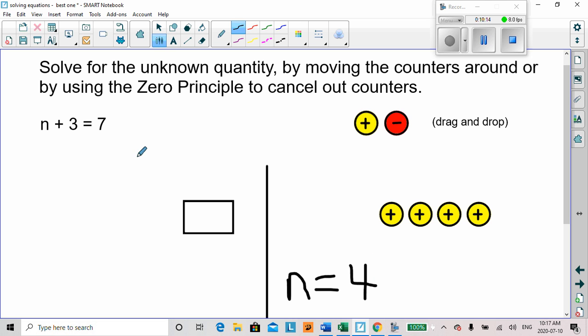Now we can put that back up in the original question and check that it's right. I put a 4 here. 4 plus 3 equals 7. Now that may have seemed like a really simple example, but what I wanted to do was to show you the concept. This is the end of part 1.